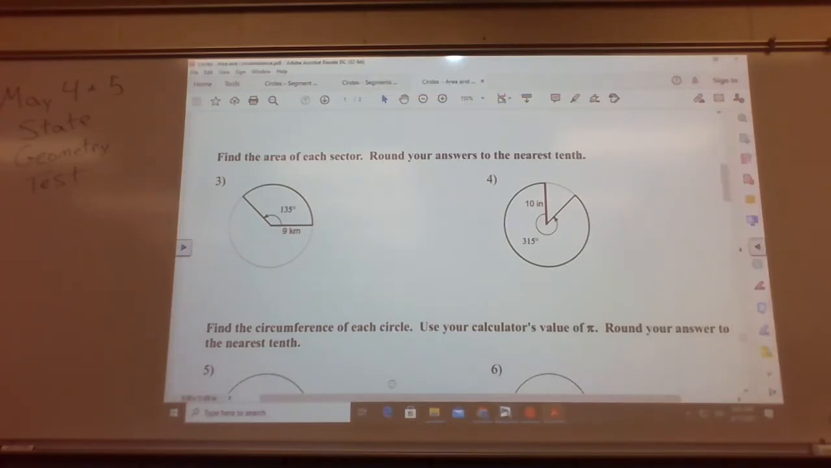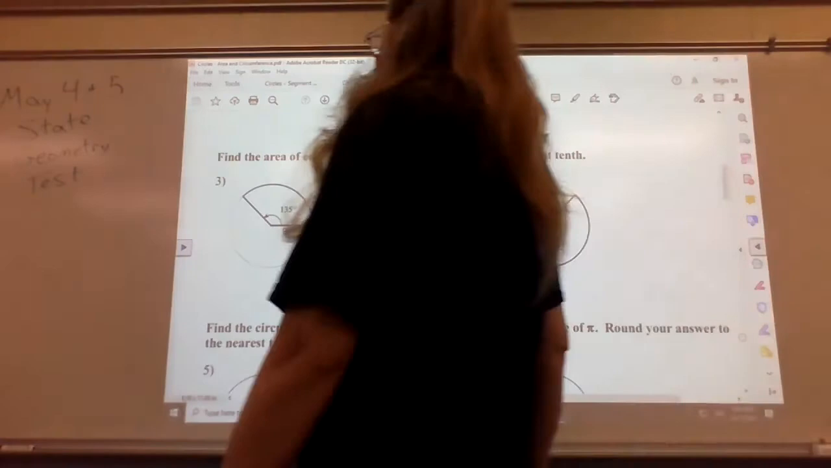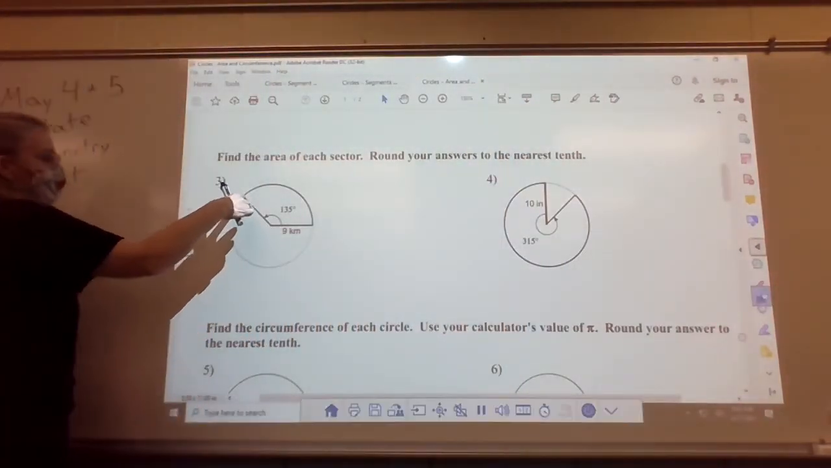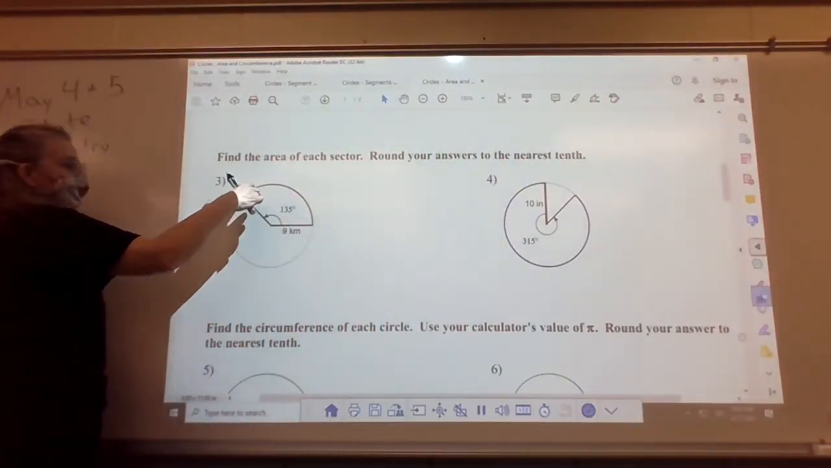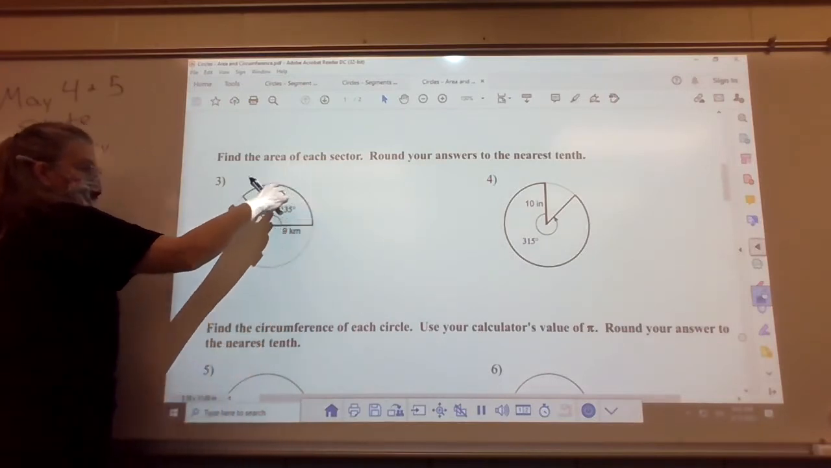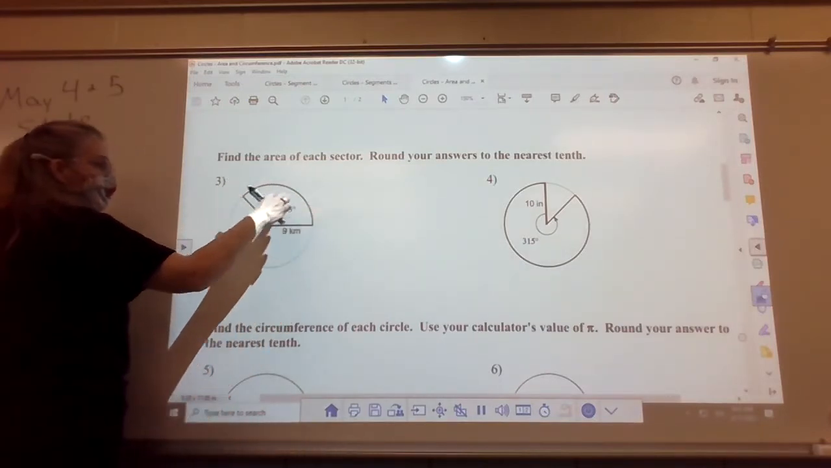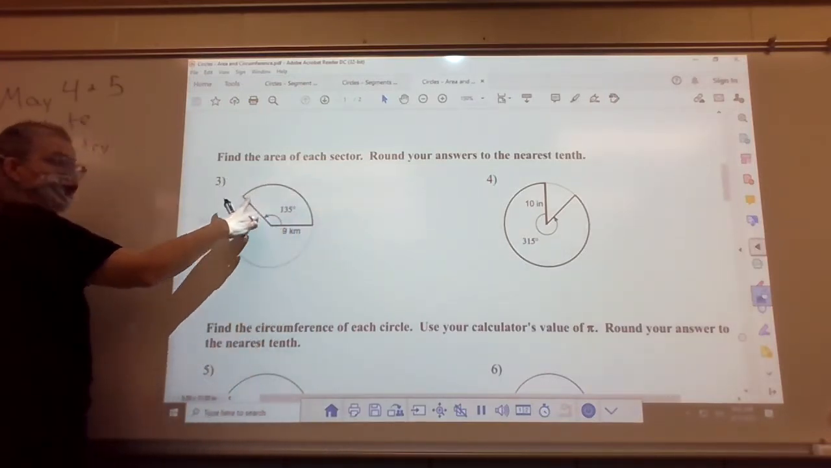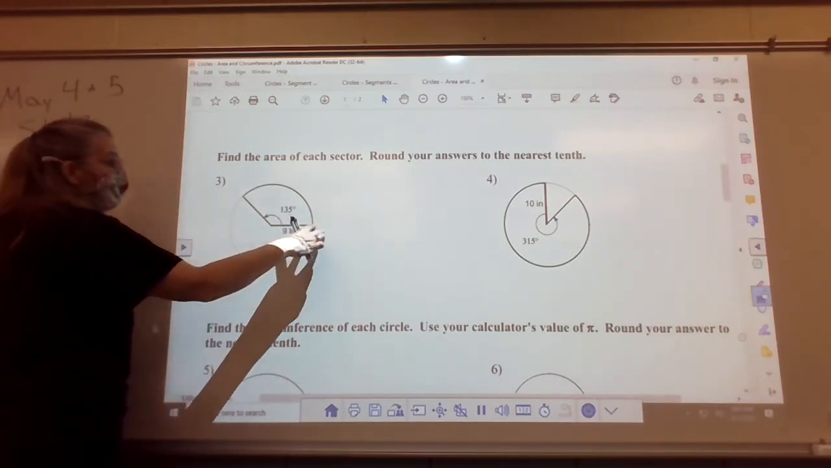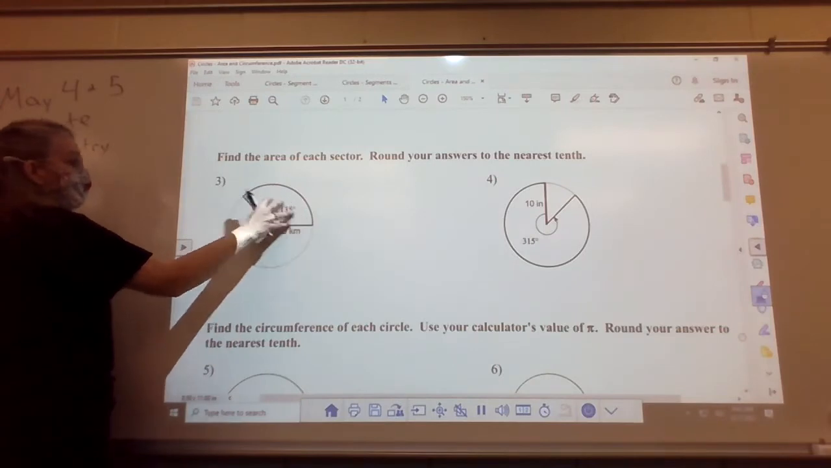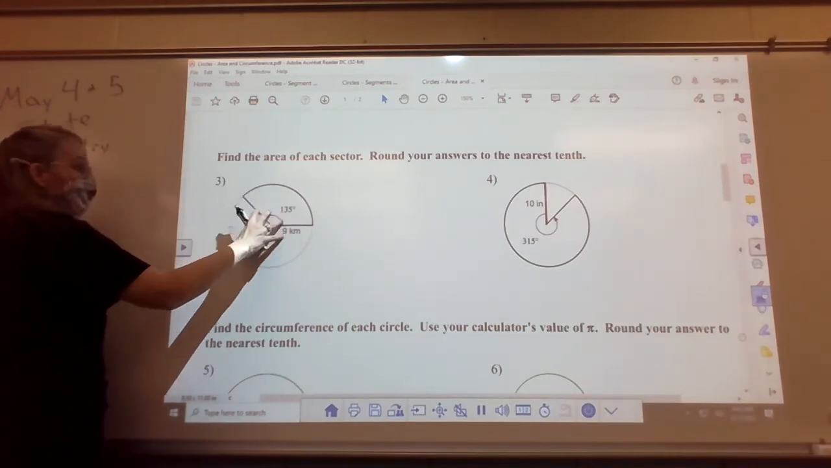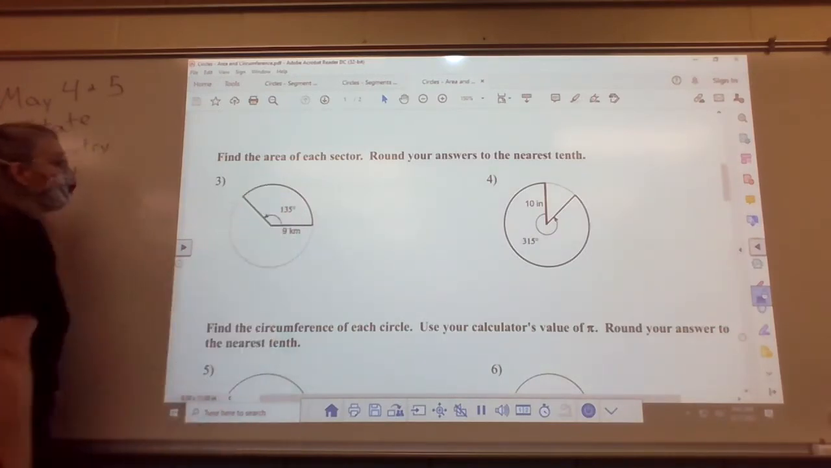Now this one we're looking at area of a sector. So this one, we're looking at the area of just this piece of the pie. So if I have a pie and I want to know just this piece of the pie, that'd be one thing. Maybe I'm trying to build a garden and the garden's going to be kind of a shape of a piece of pie and I want to know how much mulch. That would be like area of a sector, something like that.